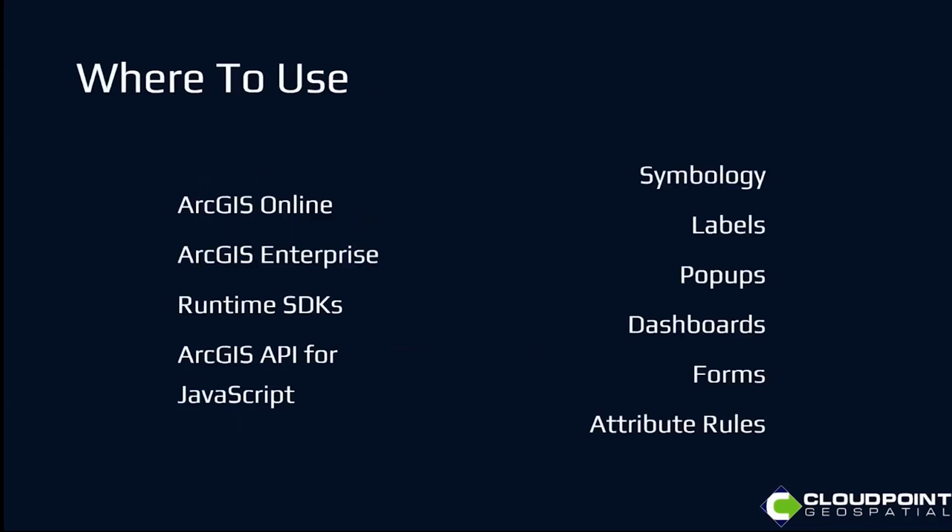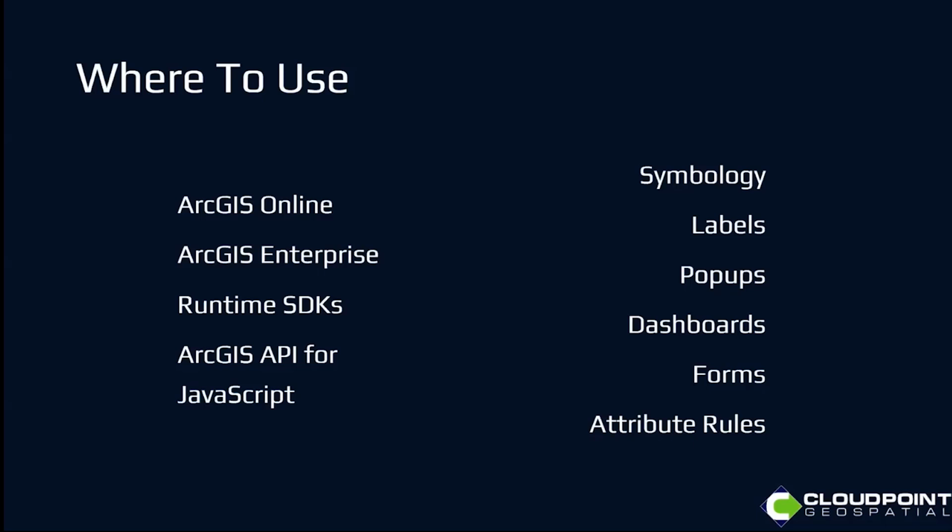All right, so where can you use it? This will make more sense as we go into the profiles and the function bundles. But in general, like I said, you can use it pretty much anywhere. On the left side, I have the big players: ArcGIS Online, ArcGIS Enterprise, the runtime SDKs, the API for JavaScript. I don't have it on here that you can use it with the API for Python, but you can somehow, some way bake it in there. I'm not going to dive deep into that one. The places you can use it in these larger items: symbology, labels, pop-ups, dashboards, forms, editing forms, attribute rules. These are like our profiles on the right side here.